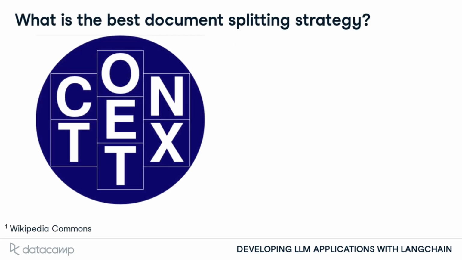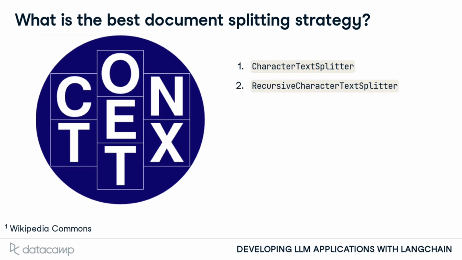There isn't one document splitting strategy that works for all situations. We should experiment with multiple methods and see which one strikes the right balance between retaining context and managing chunk size. We will compare 2 document splitting methods, character text splitter and recursive character text splitter. Optimizing this document splitting is an active area of research, so keep an eye out for new developments.